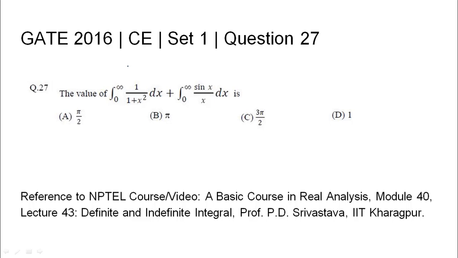GATE 2016 Civil Engineering Set 1 Question 27. The value of the integral 0 to infinity 1 by 1 plus x squared dx plus integral 0 to infinity sin x by x dx is. Four options have been given: A pi by 2, B pi, C 3 pi by 2 and D 1. The relevant NPTEL reference has been mentioned.